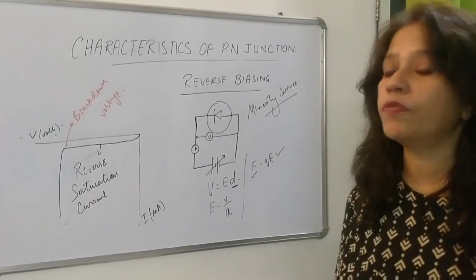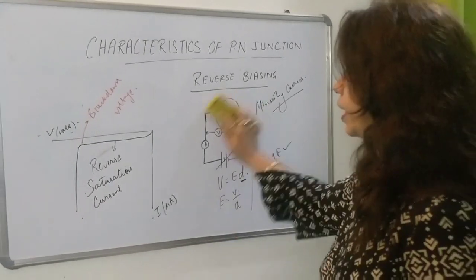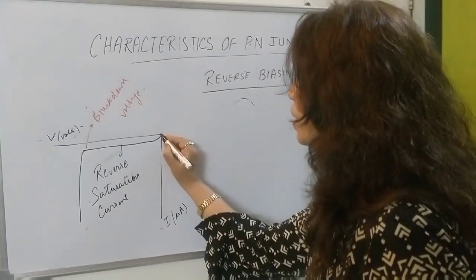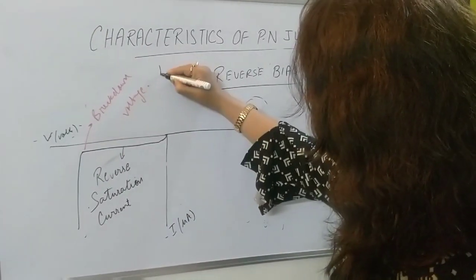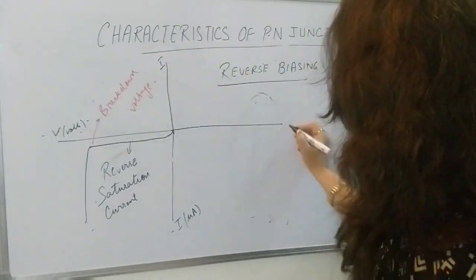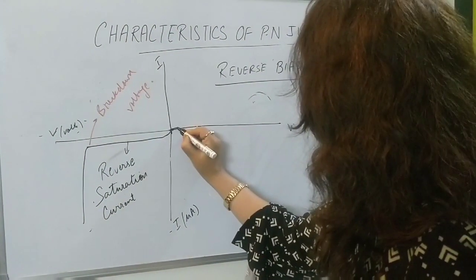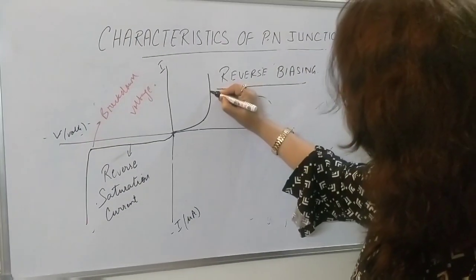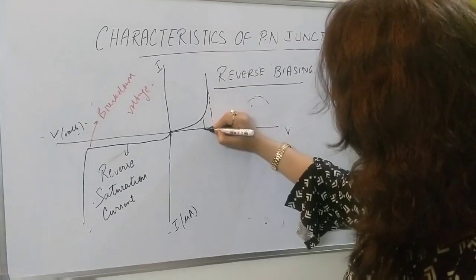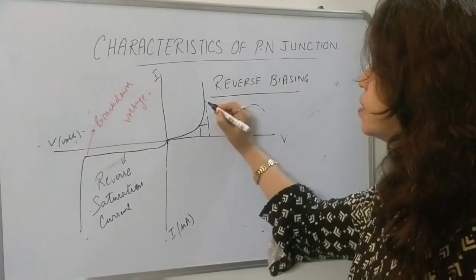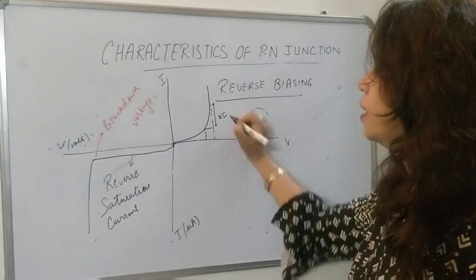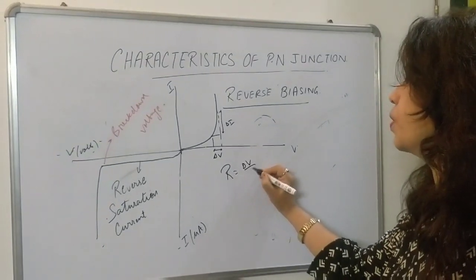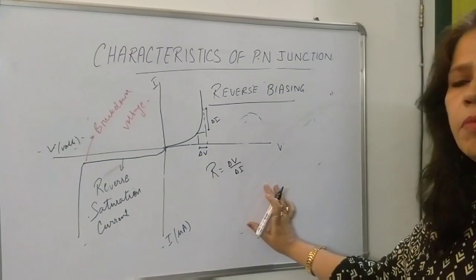Now what about the resistance? If there is current, there will of course be resistance. In the forward characteristic, we see the I-V curve. If we are drawing the resistance, this part, this is your delta I and this is your delta V. So what will be resistance? Delta V upon delta I, and this is called dynamic resistance.